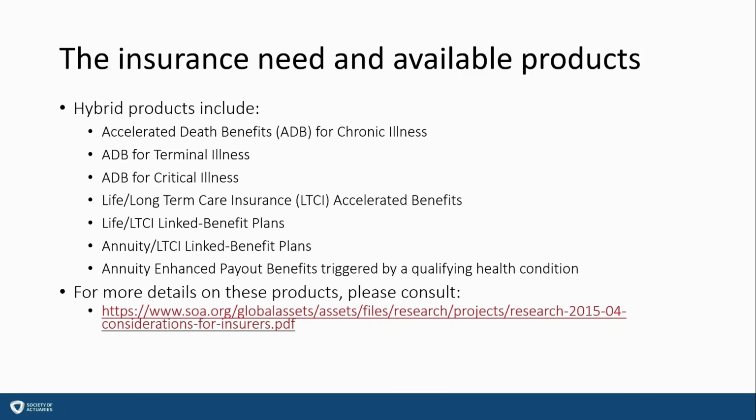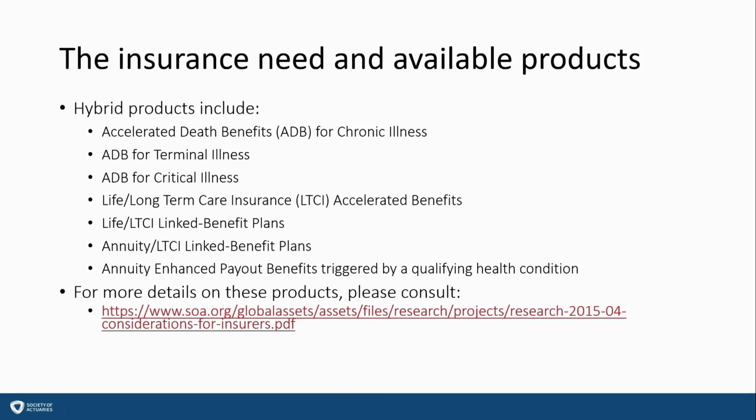So when we're looking at those hybrid products, I've listed a few. If you want more information, I included a link at the bottom. The SOA has a great paper on it. So the first one is the accelerated death benefit for chronic illness. So once you meet the threshold of what is defined to be chronic illness, the life policy will start to accelerate the benefit. It could be done because of a chronic illness, terminal illness, which has been in existence for quite a while, as well as critical illness. Let's say you need a heart transplant, for example, they can accelerate your benefits for that reason.